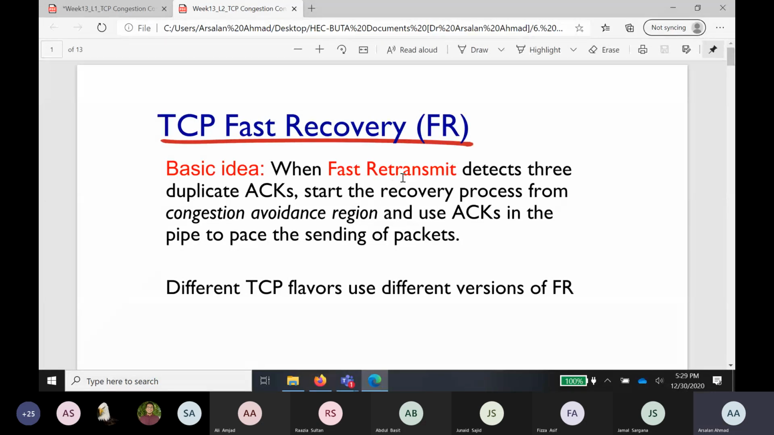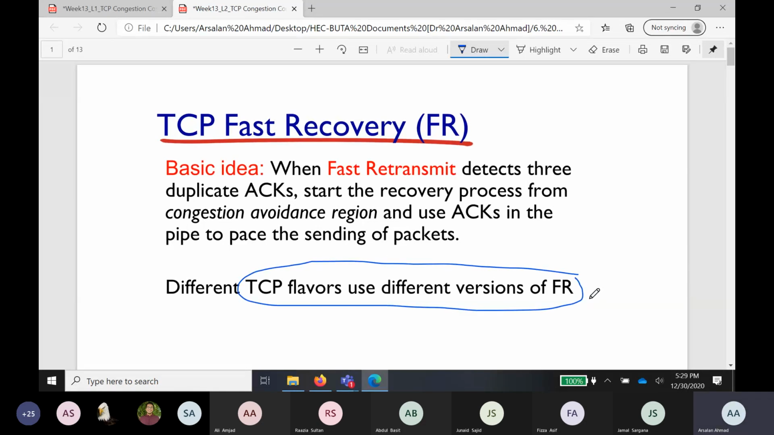The second portion of FR: fast retransmit and fast recovery. What does fast recovery mean? It's very simple, and different TCP flavors use different versions of fast recovery. Interestingly, TCP Tahoe does not use fast recovery. TCP Tahoe just uses slow start, congestion avoidance and fast retransmit. While TCP Reno uses fast recovery in a different way, and TCP New Reno uses it in a slightly different way.